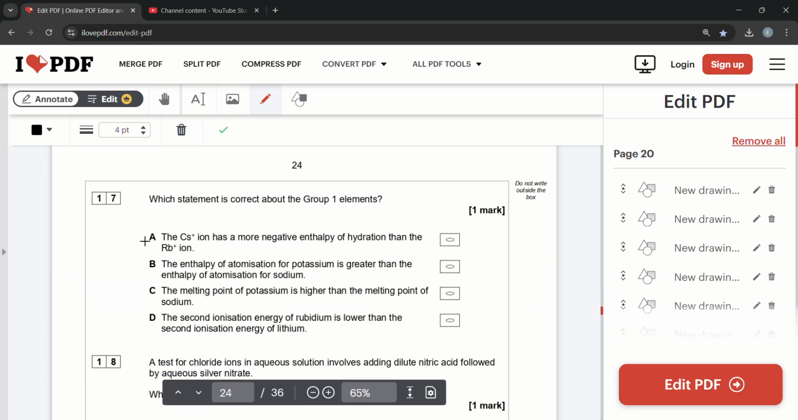Which statement is correct about the group 1 metal elements? Does the Cs+ ion have a more negative enthalpy of hydration than the Rb+ ion? No, that's false. The enthalpy of atomization of potassium is greater than that of sodium. That's false. The melting point of potassium is higher than the melting point of sodium. That is false. The second ionization energy of rubidium is lower than the second ionization energy of lithium. That is true.